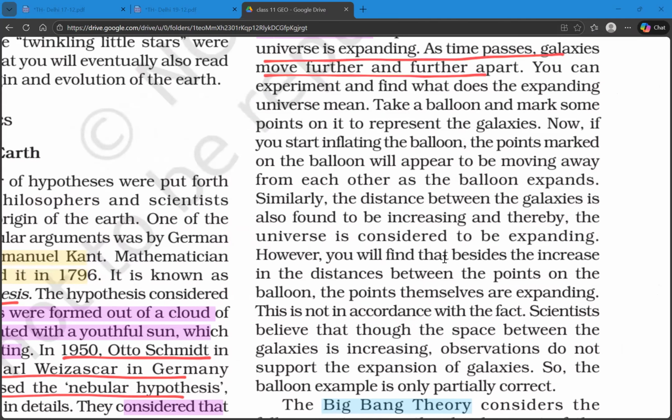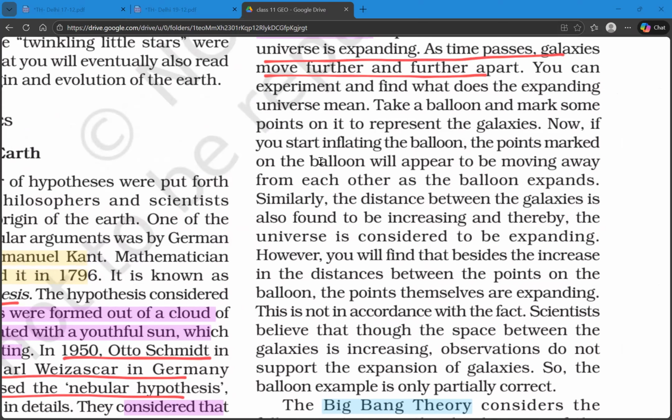Take a balloon and mark some points on it to represent galaxies. Now, if you start inflating the balloon, the points marked on the balloon will appear to be moving away from each other as the balloon expands. Similarly, the distance between the galaxies is also found to be increasing, and thereby the universe is considered to be expanding.